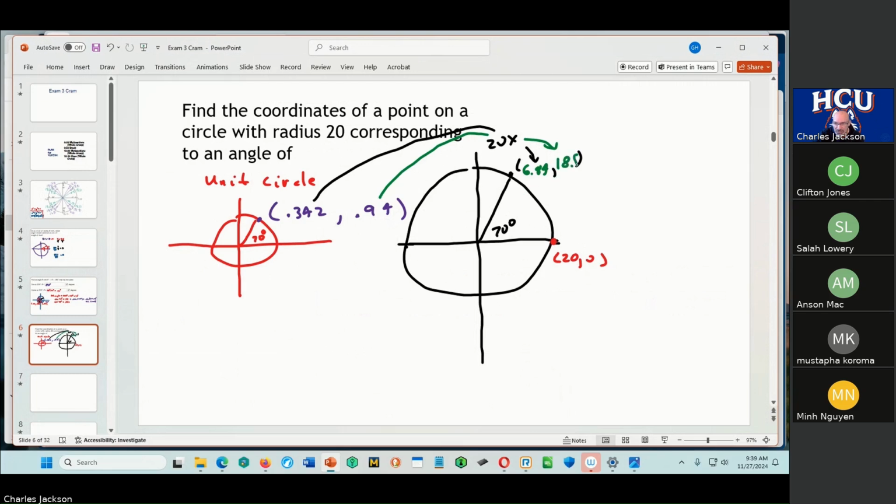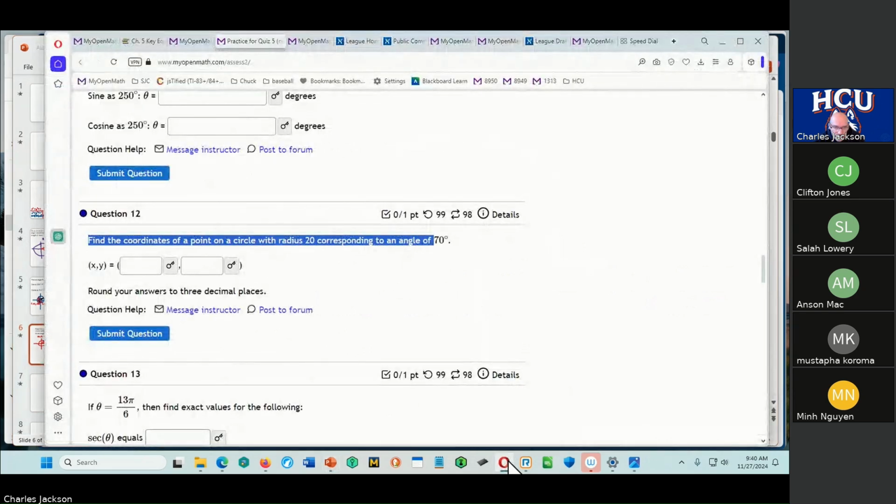So on a circle of radius 20, let's see, did they ask for the coordinates of the point or the sine and cosine? Same thing. Coordinates of a point. So that number and the 18.8.